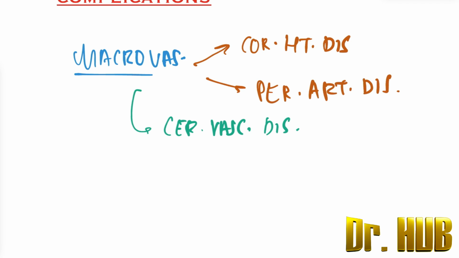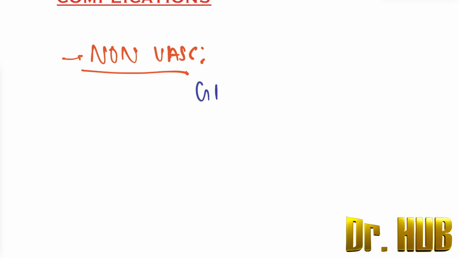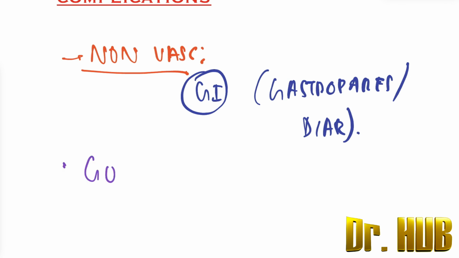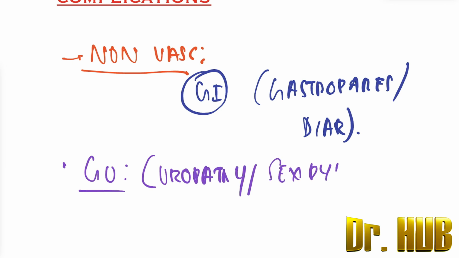Now let's look at the non-vascular. Under the non-vascular, it includes gastrointestinal, that is GI, and under GI there is gastroparesis, as well as the diarrhea. Then we have the genitourinary. In genitourinary, there is uropathy, as well as the sexual dysfunction.